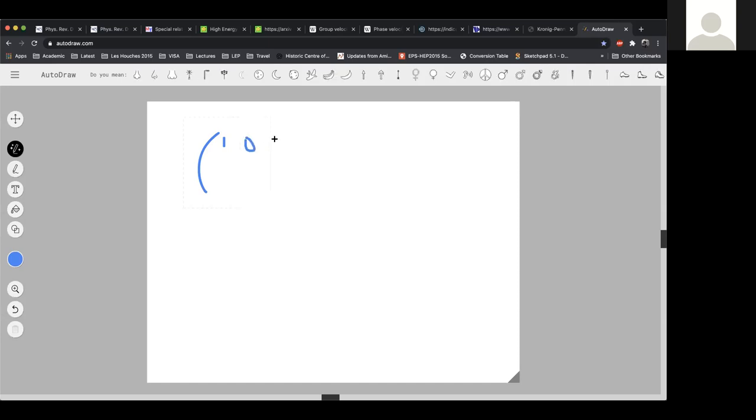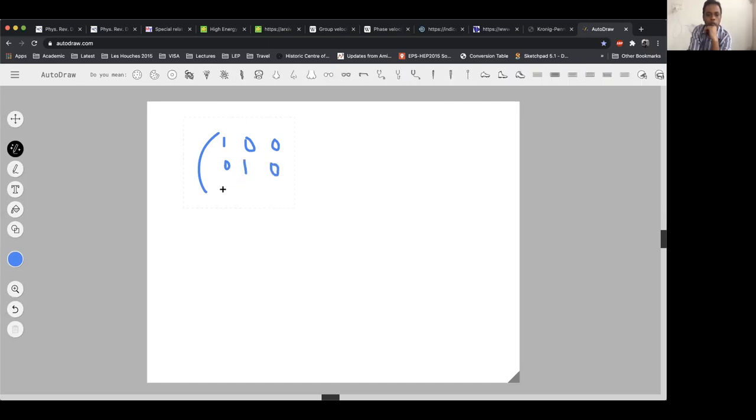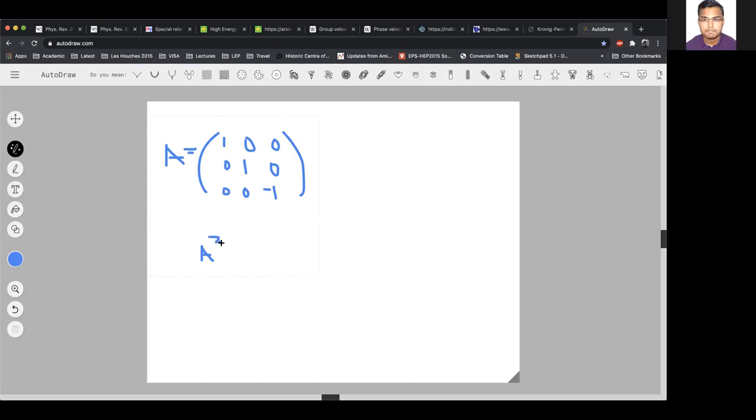Yes, sir. Let's consider a matrix of this kind. It has 2 plus 1 entries and 1 minus 1 entry. Let's say this is a matrix A. Now A square will be identity, if you check. So the square of this matrix is identity.